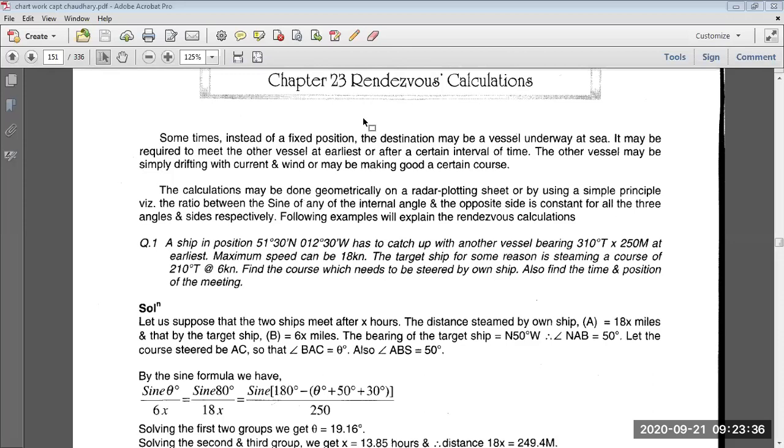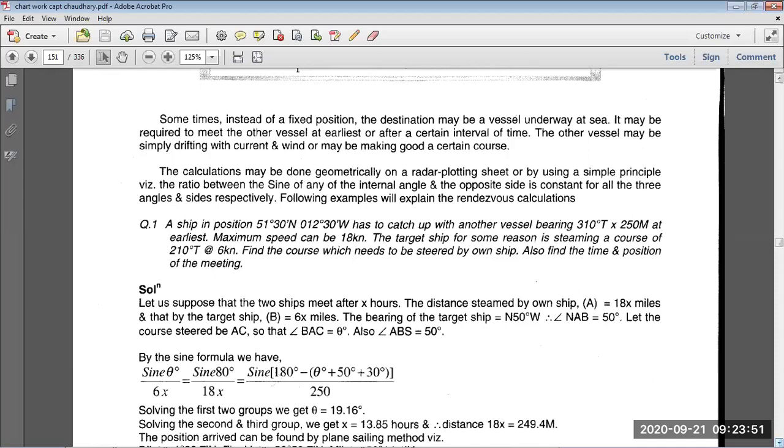So different cases will be there that we will see. The other vessel may be simply drifting with current or wind, or without current or wind, or it is just making good a certain course. So these are the different cases. Maybe if she's in an emergency, she's just drifting or waiting for us.